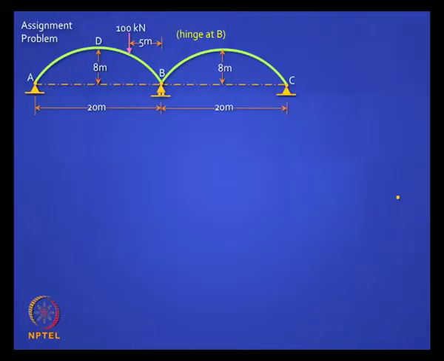Now let us look at another problem which you have in your assignment. In this problem you have a hinge, please note there is an internal hinge at B. How do you solve this problem? You need to analyze both the arches, both are parabolic arches, you need to draw the bending moment diagram etc.